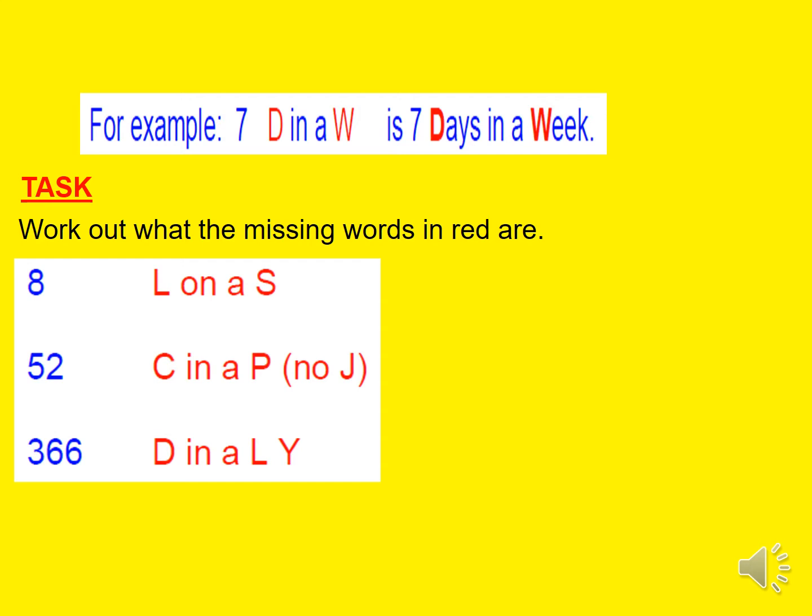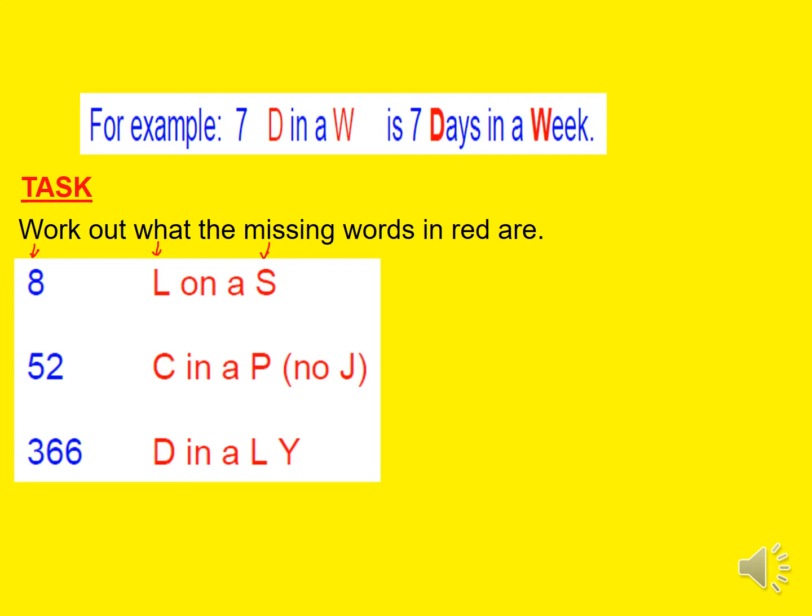So what we've got here, we've got 7, something beginning with D in A, something beginning with W. And that one is 7 days in a week. So have a look at these, see if you can work out what the missing words in red are. So they'll all be stuff you've heard of. So you've got how many of them on this column here. You've got something beginning with this letter and something beginning with this letter. I'll put the answers in a second, so have a think about these.